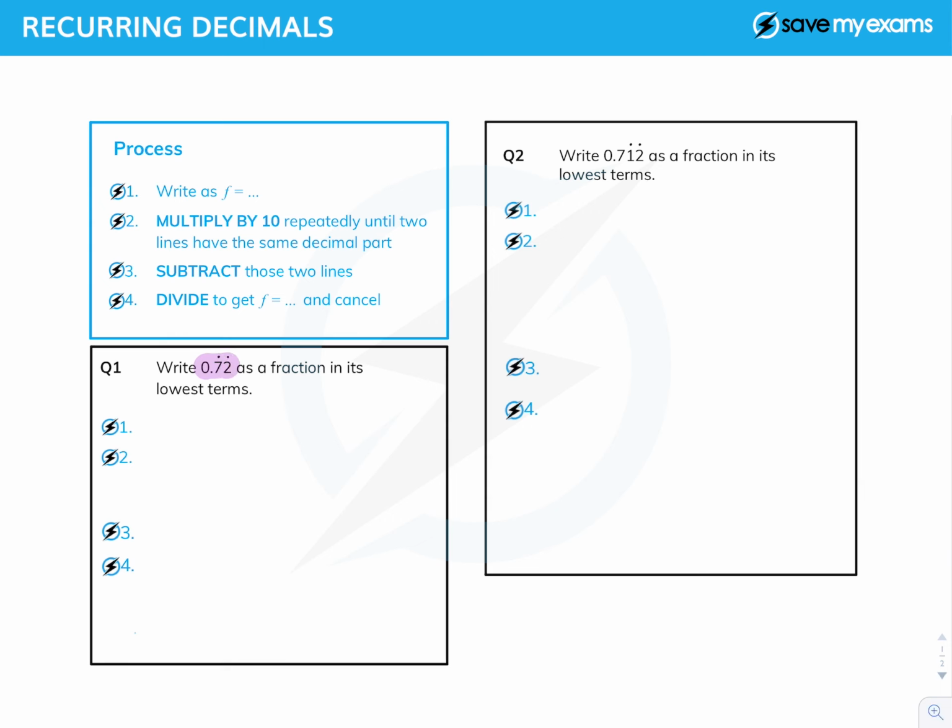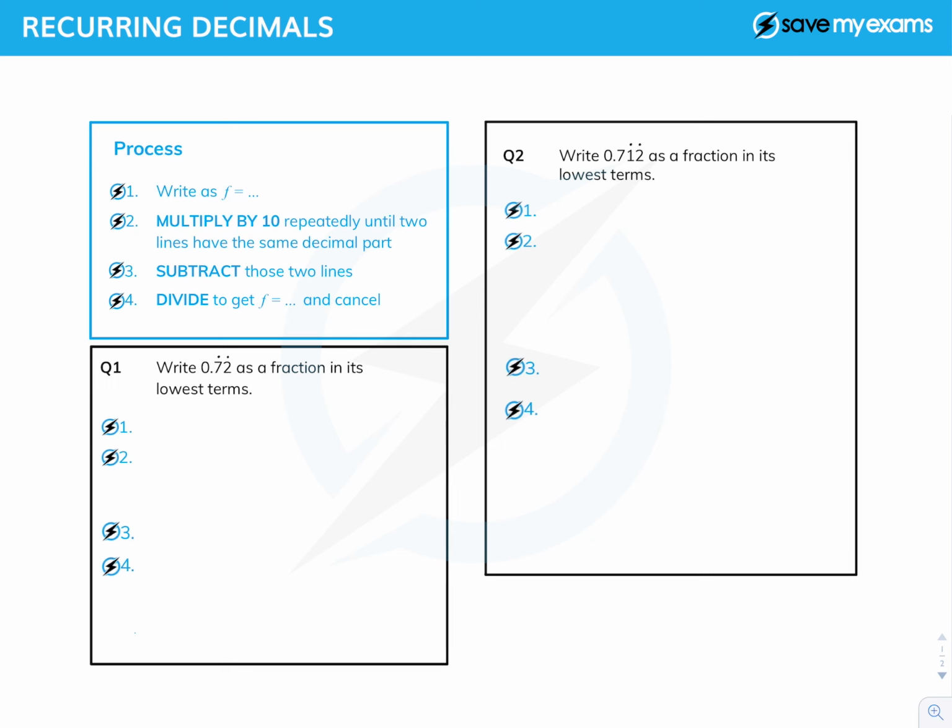Write 0.72 recurring as a fraction in its lowest terms, and write 0.712 recurring where only the 1 and the 2 are recurring. This is the sort of question you get. You do get easier ones and harder ones, but let's work with these two.